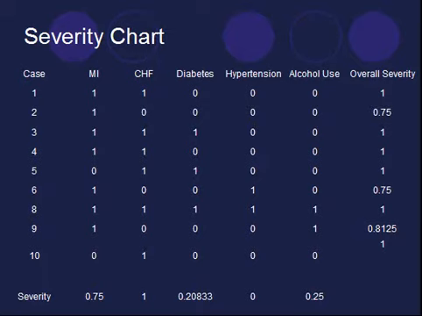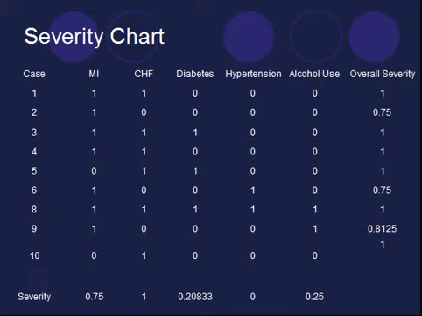This chart displays the standard severity. The coefficients have been standardized using the process just explained. The overall severity was calculated and is displayed on the right. This calculation was performed for each case.